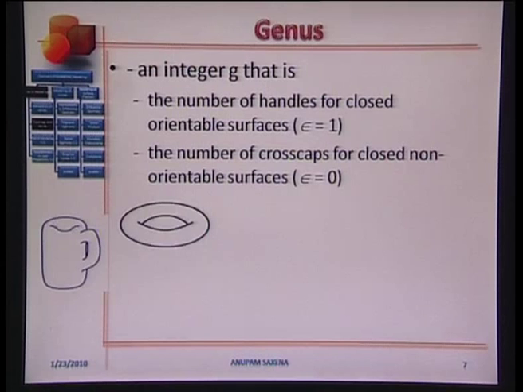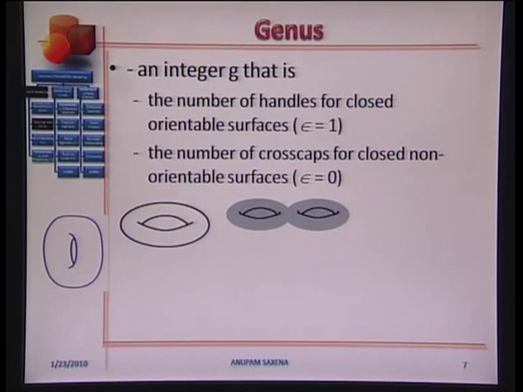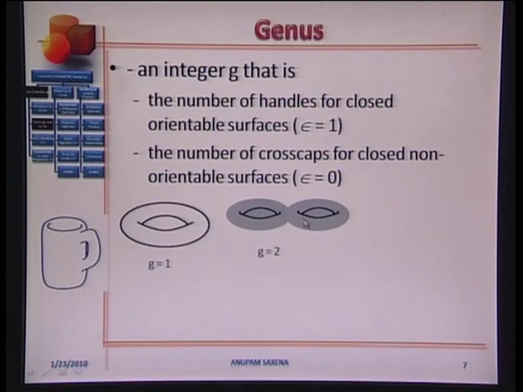This is the torus, and this is a doubly connected torus, or a connected sum of two tori. For a torus, the genus value is 1. For a double torus, since there are two handles, each torus can be transformed into a coffee mug. The genus value, or the number of handles, is 2.